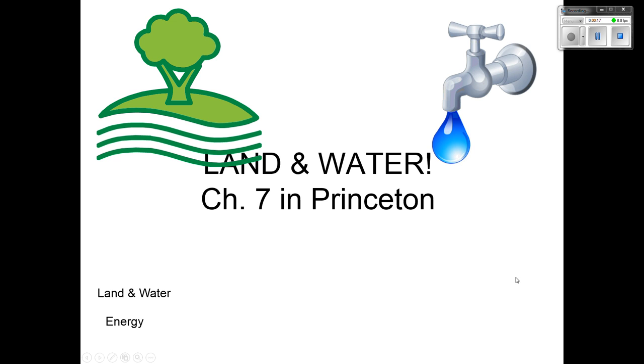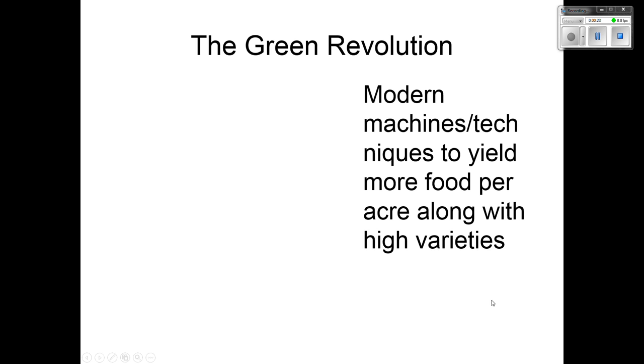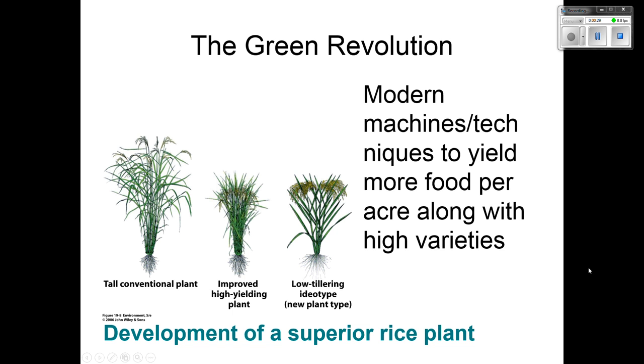Okay, so number one says to define the Green Revolution and list two positive and negative impacts of the Green Revolution. So here's your definition. If you remember, we talked about the Green Revolution in our agriculture chapter, and we said it's the use of modern machines and techniques to yield more food per acre along with higher varieties.